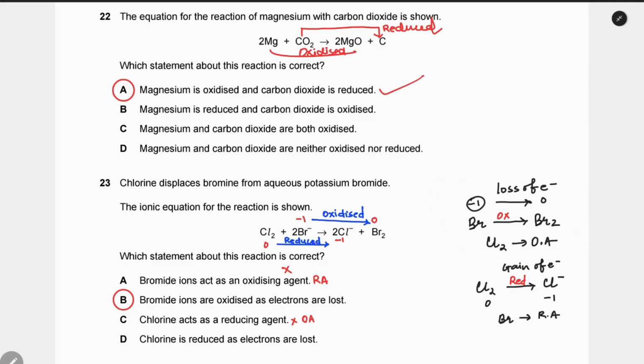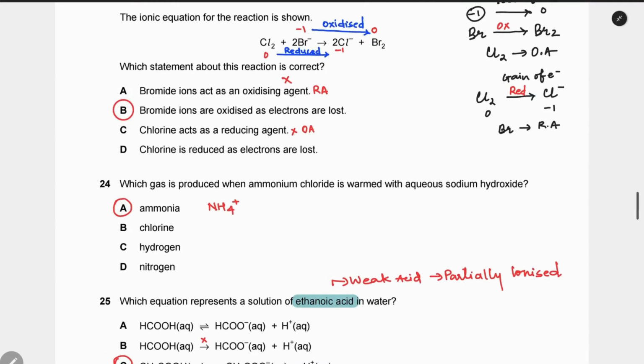Okay, let's see the options. Which statement about this reaction is correct? Bromide ions act as an oxidizing agent. No, it's actually acting as a reducing agent. Bromide ions are oxidized. Yes, it has been oxidized as electrons are lost, which is correct. Let's see the other options. Chlorine acts as a reducing agent. Chlorine acts as an oxidizing agent. Chlorine is reduced. Yes, chlorine is reduced, but it has gained electrons, not lost them. So the final answer is B.